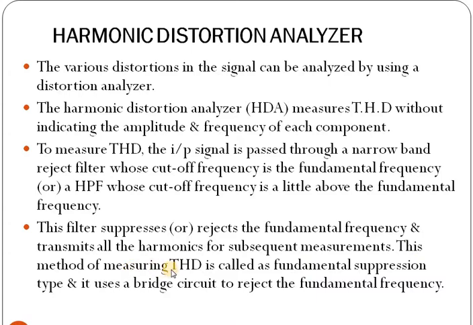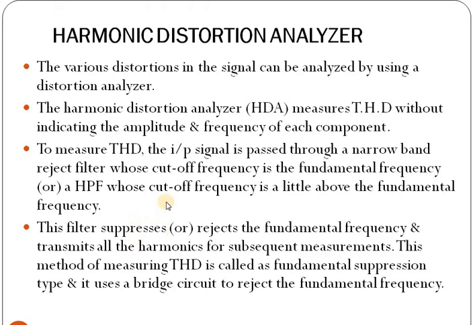This method of measuring total harmonic distortion is called the fundamental suppression type, and it uses a bridge circuit to reject the fundamental frequency.